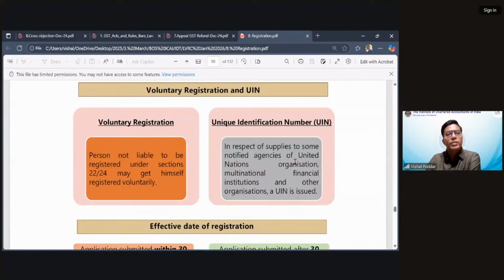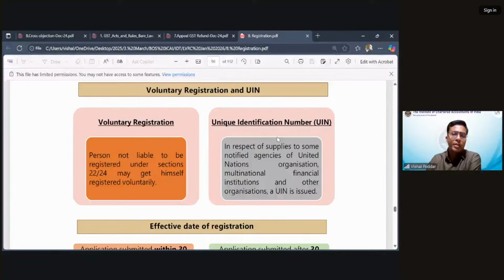Now, besides this, even where you are not covered in 22 or 24, still by your choice, you can voluntarily decide to register. Here, there is obviously no question of a 30 days window because there is no trigger date. Here, by choice, whenever you want, you can apply for registration.